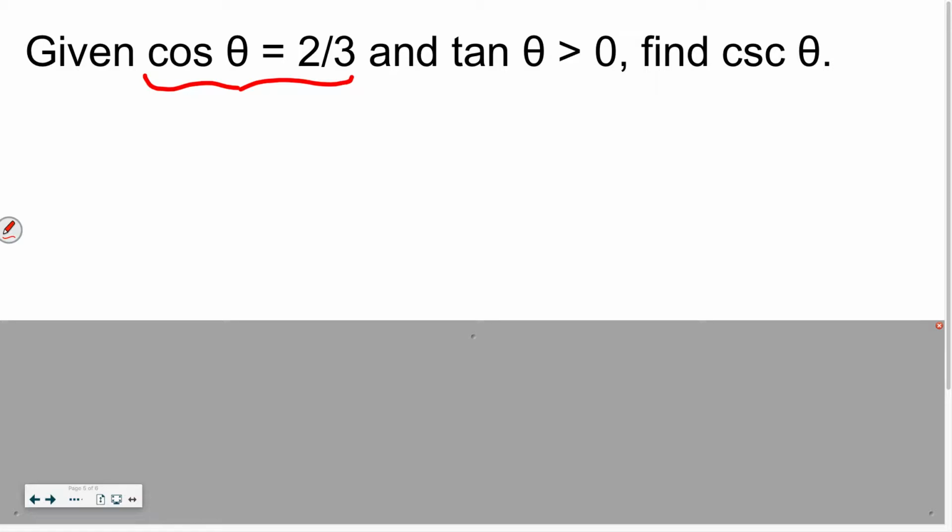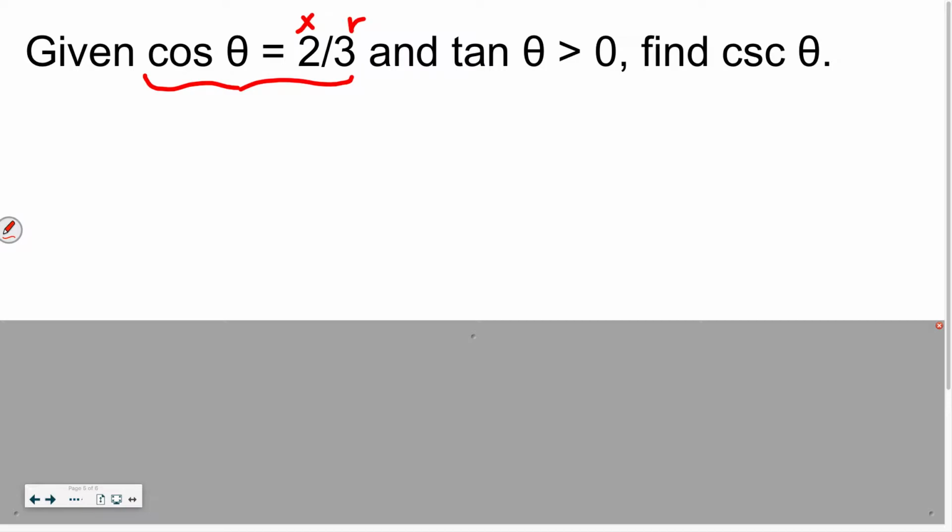Well, the cosine of theta is 2/3, and from the definitions we just wrote down, cosine is always x over r. This is not 2/3 is not something that I know from the unit circle, so I'm going to assume it's not a theta on the unit circle.